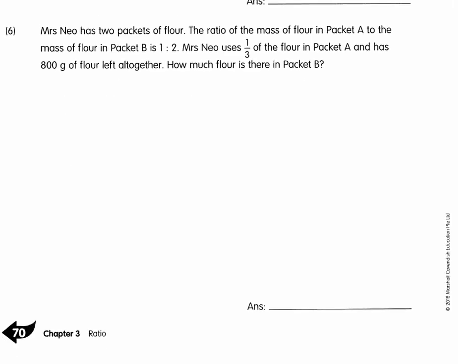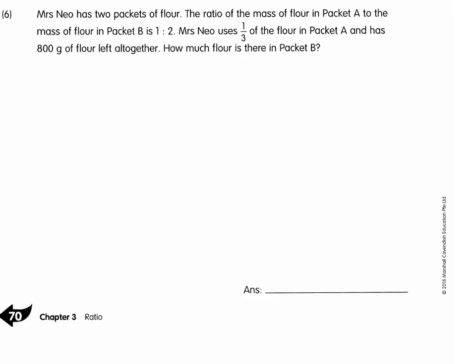Mrs. Neo has 2 packets of flour. The ratio of the mass of the flour in packet A to the mass in packet B is actually 1:2. Right? What A is to B is 1:2. Now, Mrs. Neo uses 1/3 of the flour in packet A and has 800 grams of flour left altogether. How much flour is there in packet B? So we know that, okay, when 1/3 of the flour in packet A was used, what fraction are we left with?